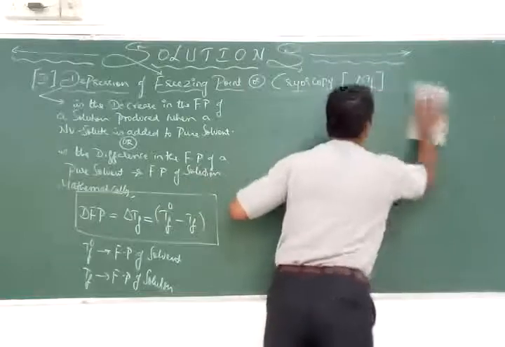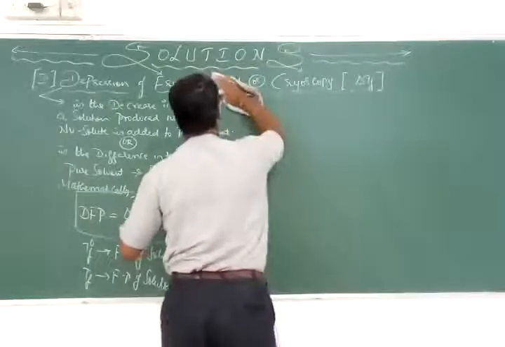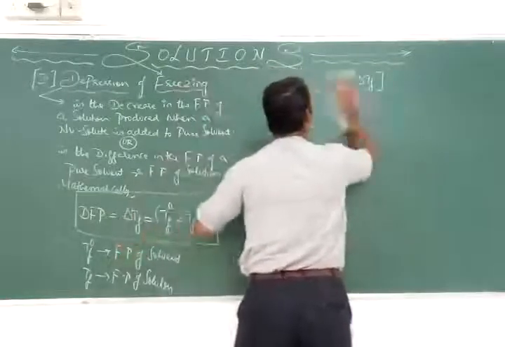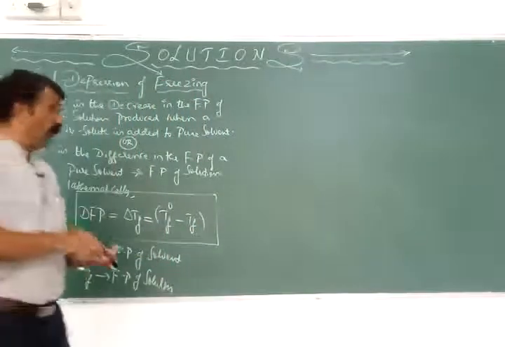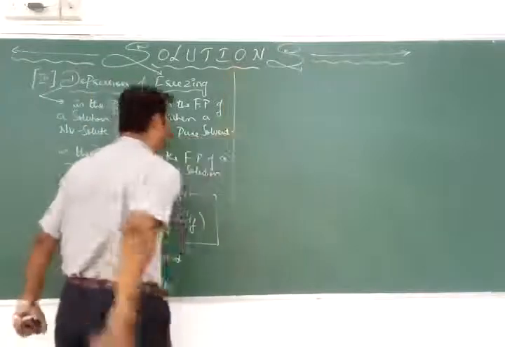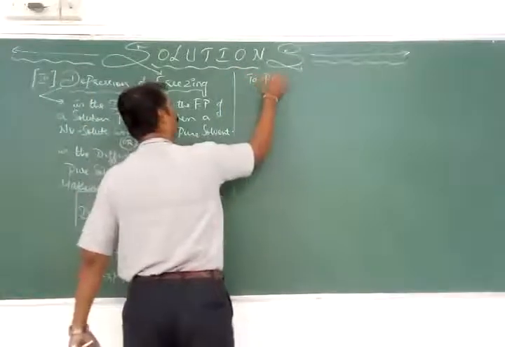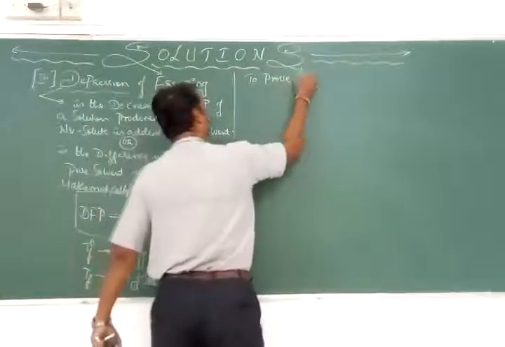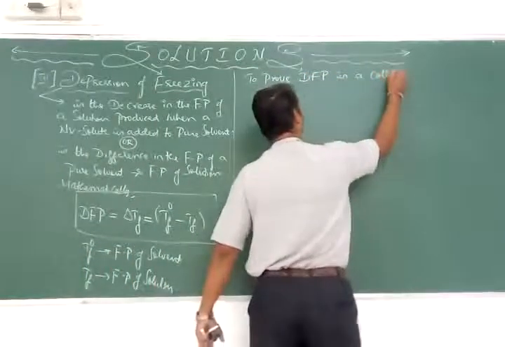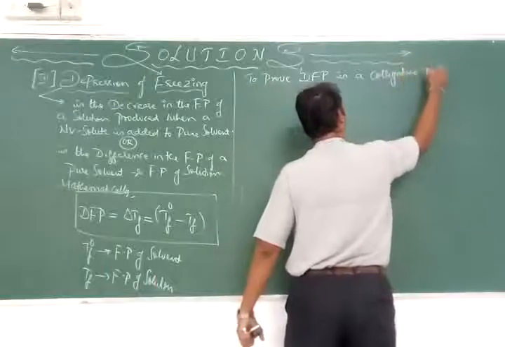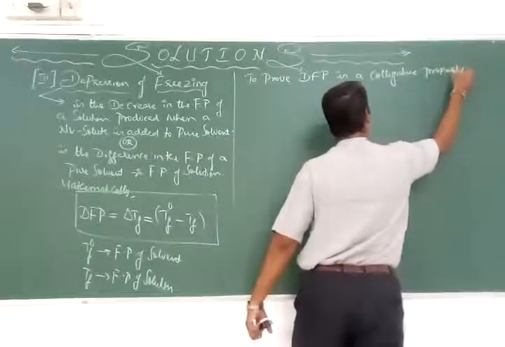Freezing point. Now you have to prove that DFP is a colligative property. What do you have to prove now?